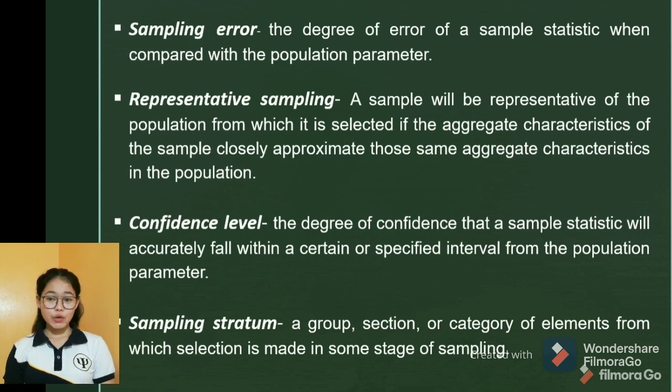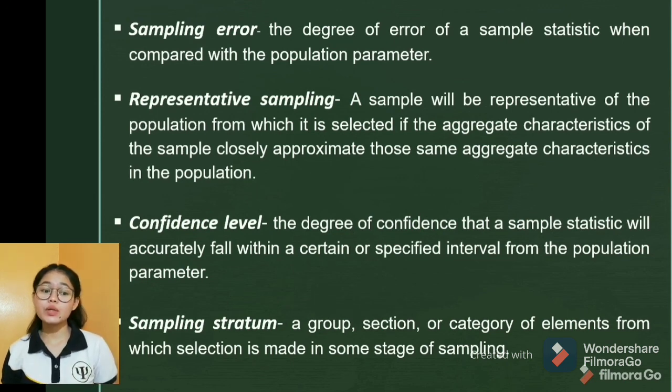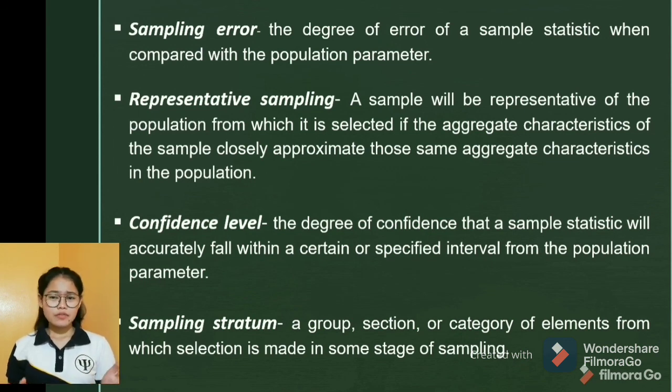Second to the last terminology is the confidence level. This is the degree of confidence that a sample statistic will accurately fall within a specified interval from the population parameter. This is expressed in percentage, and the common confidence level used is 95%. Confidence level is actually a computation also. There is also a computation for confidence interval. This can help you make sure if your study is really as confident as it seems.